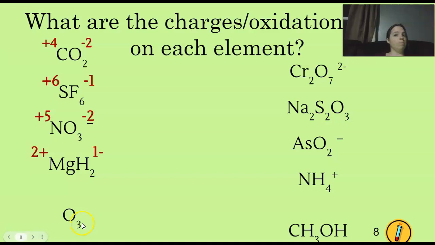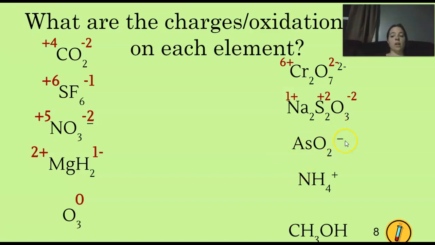All right, O3, that's a 0 because it's by itself. All right, chromium oxide. This one's a bit tricky. It's a +6, -2 for that oxygen. So this is 14, that's 12. That makes a -2. All right, we're not going to do this one. I'm not going to do that to you guys. Just know that it's 1, 2, and -2.